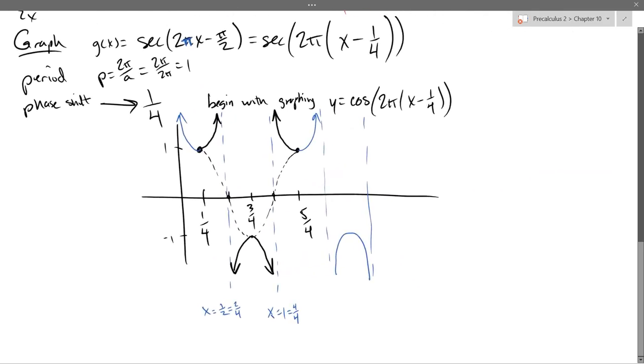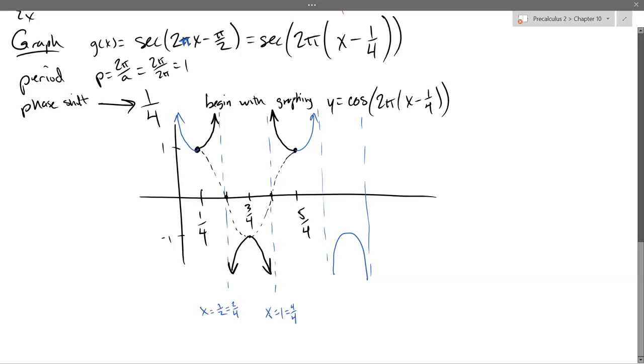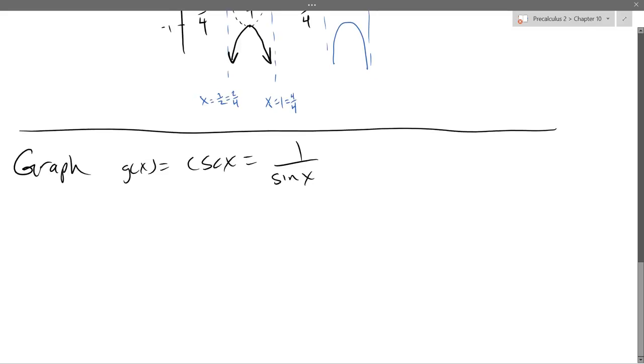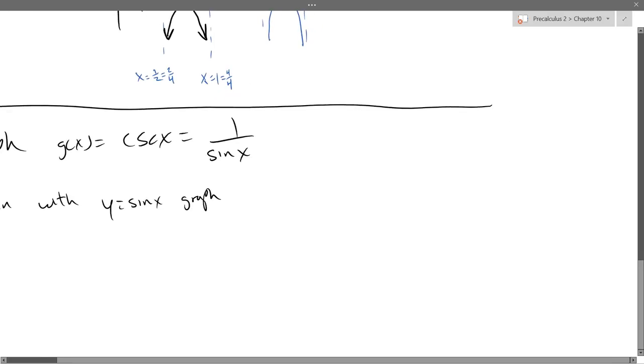So I'll do the same thing for cosecant, and we're of course going to start with the sine function. So sketch the graph of sine to begin with. And I'm going to graph these right on top of each other, just using the dotted line method instead of making two graphs. All right, so see if you can draw your sine graph right now. Big hint: it begins at 0, ends at 2 pi.